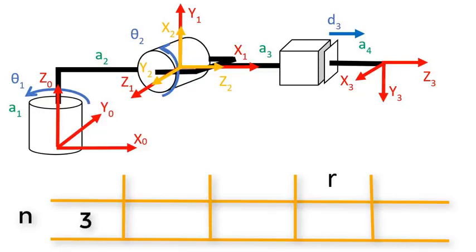Okay, for the third row, r is the displacement from the center of frame 2 to the center of frame 3, measured only in the x3 direction. The displacement from the center of frame 2 to the center of frame 3 does not have any component in the x3 direction, so I write 0 in this place of the table. And we're finished with this parameter.